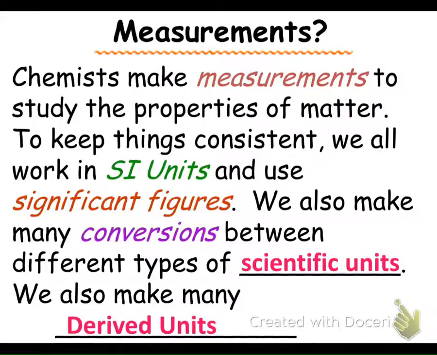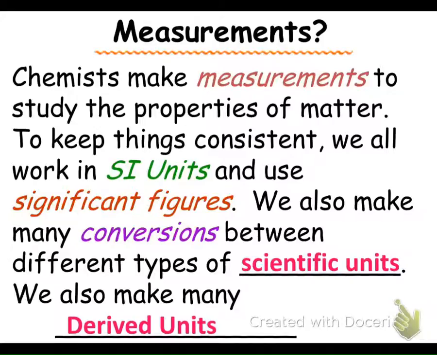So now let's move on to derived units and density. So chemists make measurements to study the properties of matter. We work in SI units and we use significant figures. We make conversions. So you know SI units already, you know significant figures already, and we've also talked about conversions.